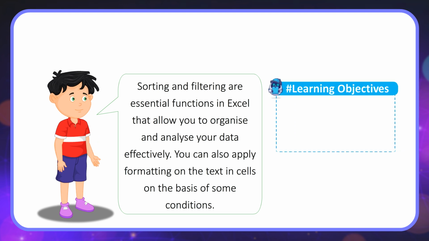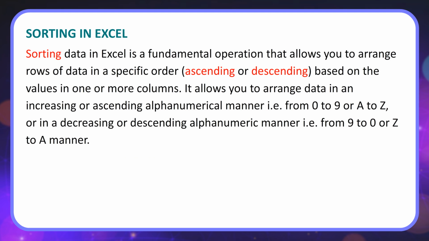Learning objectives. Sorting in Excel. Filtering data. Conditional formatting. Sorting in Excel. Sorting data in Excel is a fundamental operation that allows you to arrange rows of data in a specific order, ascending or descending, based on the values in one or more columns. It allows you to arrange data in an increasing or ascending alphanumerical manner, i.e. from 0 to 9 or A to Z, or in a decreasing or descending alphanumeric manner, i.e. from 9 to 0 or Z to A manner.